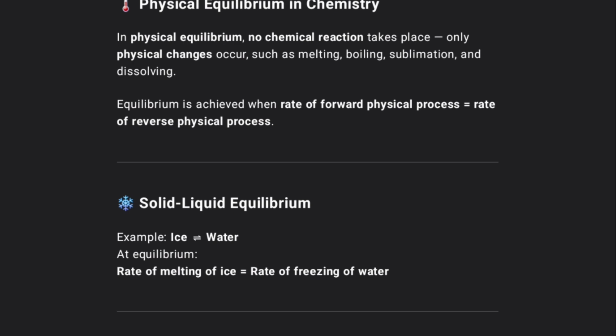Physical equilibrium in chemistry. In physical equilibrium, no chemical reaction takes place. Only physical changes occur, such as melting, boiling, sublimation, and dissolving. Equilibrium is achieved when the rate of the forward physical process equals the rate of the reverse physical process. Solid-liquid equilibrium. Example, ice and water. At equilibrium, the rate of melting of ice equals the rate of freezing of water.